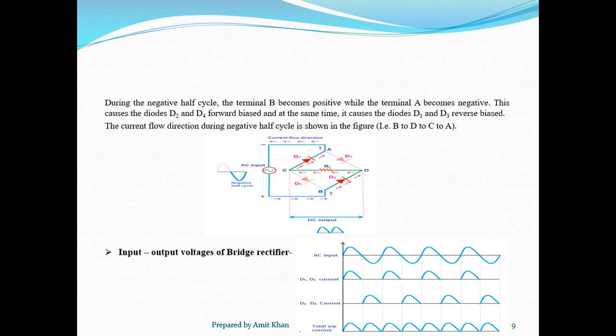And during the negative half cycle, the terminal B becomes positive while the terminal A becomes negative. This causes diodes D2 and D4 to become forward biased and they conduct, and diodes D1 and D3 become reverse biased, so they do not conduct. The current flow direction during the negative half cycle is shown in the figure.